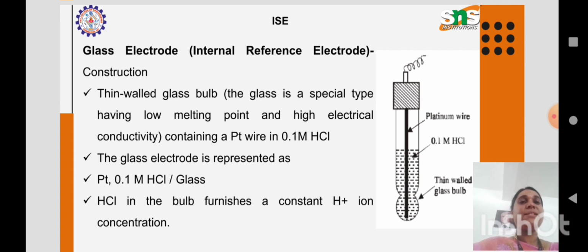The glass electrode is represented by the cell representation: platinum, 0.1 M HCl, glass. In that, glass also acts as an electrode here. So the platinum is one electrode, glass is another electrode, and the medium is HCl. The HCl in the bulb furnishes a constant H plus ion concentration. It only considers the potential of the H plus ion present in the sample.